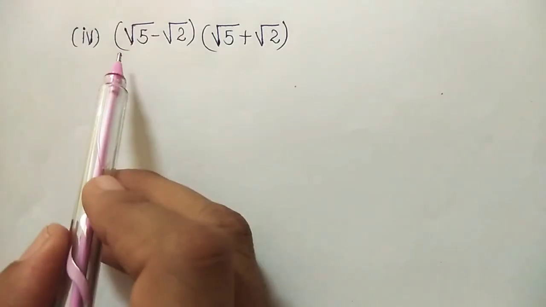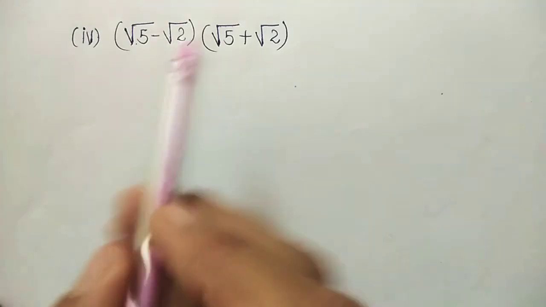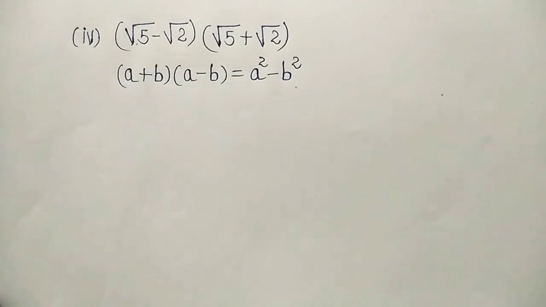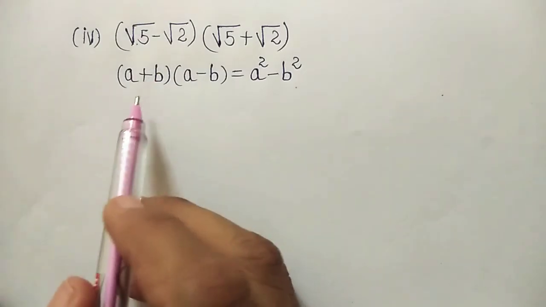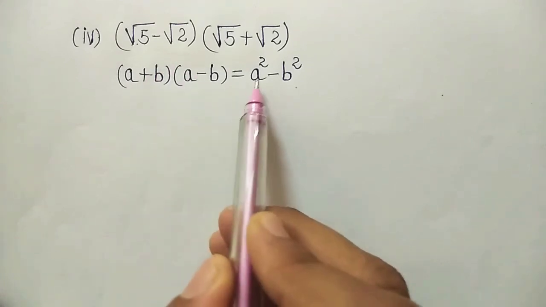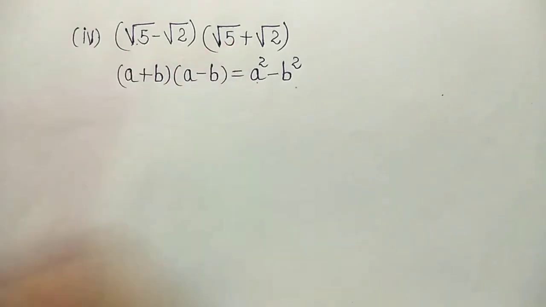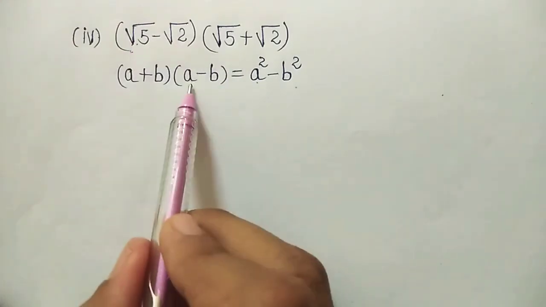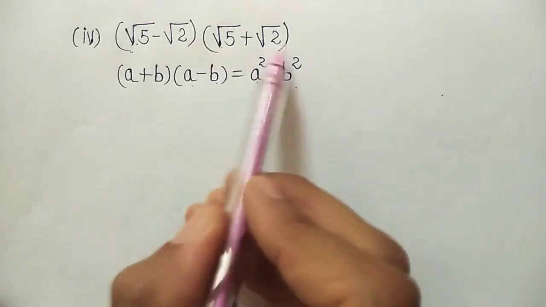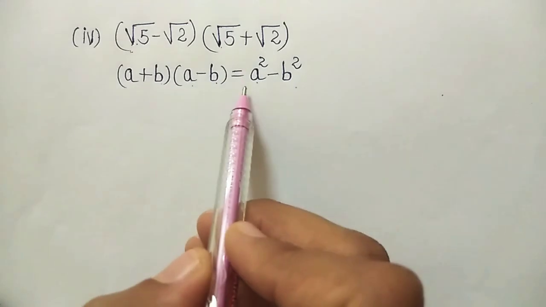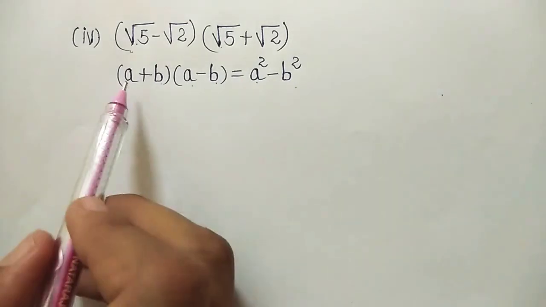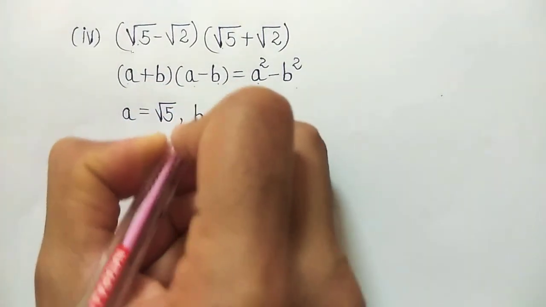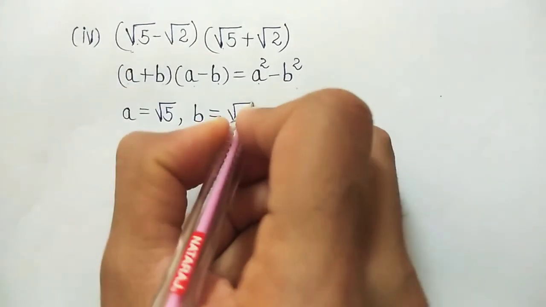Number 4: in the first bracket square root 5 minus square root 2, in the second bracket square root 5 plus square root 2. Again we'll do it with an identity: a plus b times a minus b is equal to a square minus b square. If we compare, in the first bracket we have square root 5 minus square root 2, which is a minus b, and square root 5 plus square root 2 is a plus b. So it will be written as a square minus b square. What is a here? A is equal to square root 5. What is b? B is equal to square root 2.